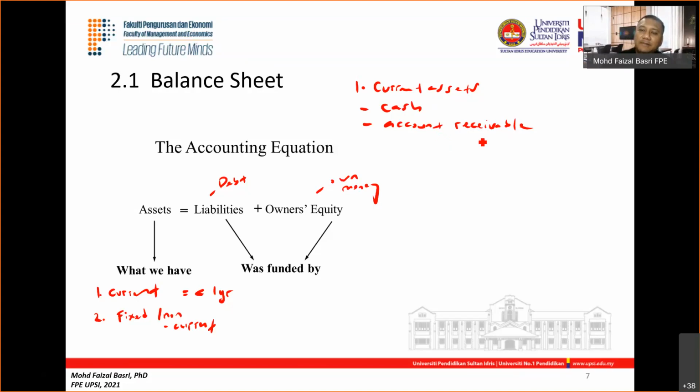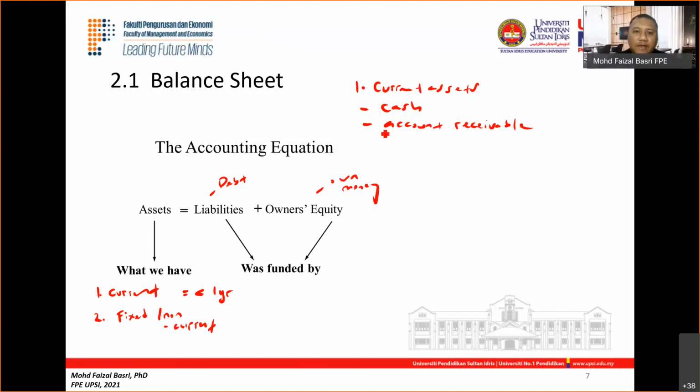This transaction happened: I gave my services to the client, but the client hasn't paid me yet. Since the client will pay me next month, within 1 year, I will put it under account receivable. But once they pay me cash, then that money will go into the cash account. So account receivable is basically the amount owed to the company by their clients.